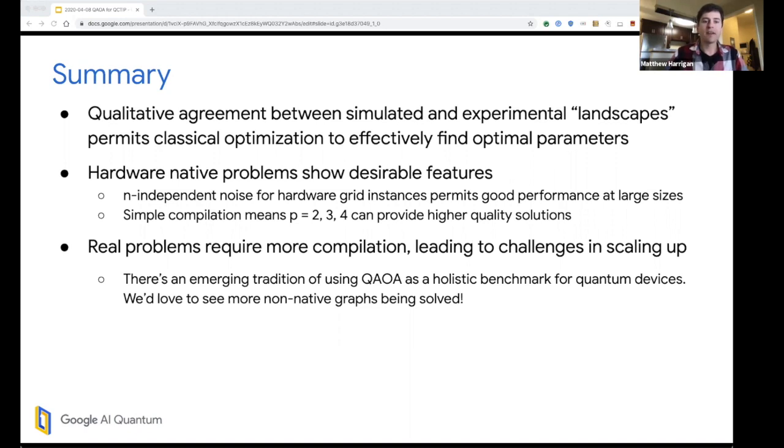And I mentioned there's an emerging tradition of using QAOA as a holistic application-specific benchmark for quantum devices. And I think this is a really promising avenue, along with other more principled QCVV techniques. But we'd love to see some more non-native graphs being solved in these.